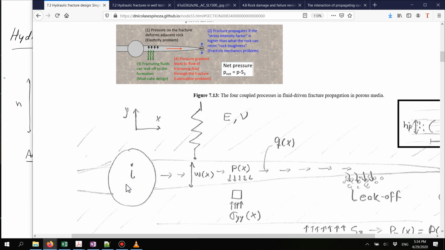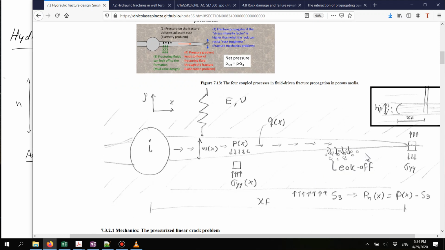All the fluid that I inject, characterized by the parameter I, is going to get into the fracture, and as it goes into the fracture, the pressure is going to change with length. Also the rate of the fluid flow is going to change with distance because some of this fluid is going to leak off into the formation.